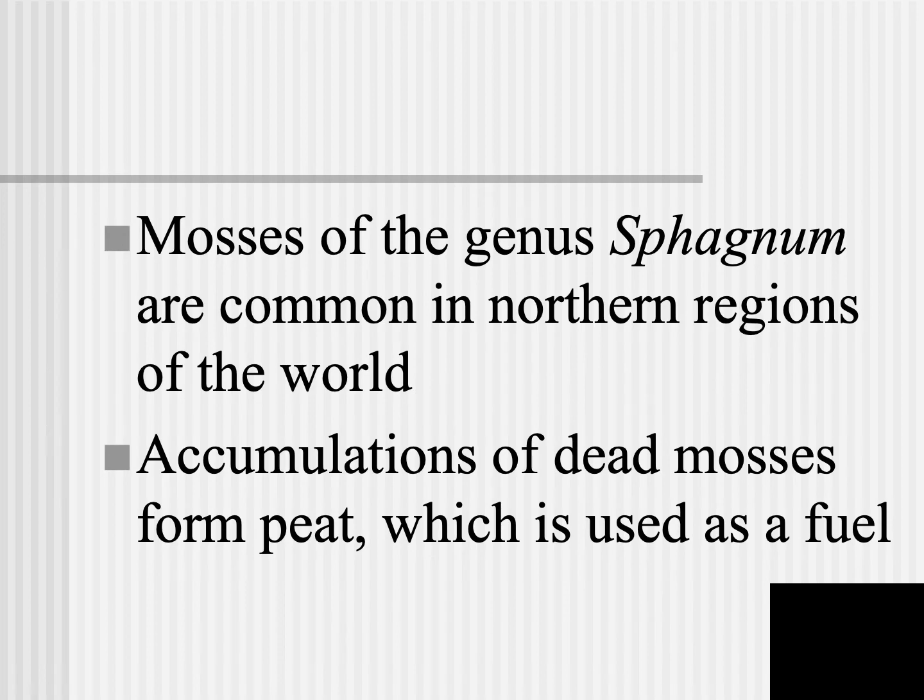Mosses of the genus Sphagnum are common in our area in the north region of the world. Accumulations of dead mosses form peat, and peat is often used as a fuel.